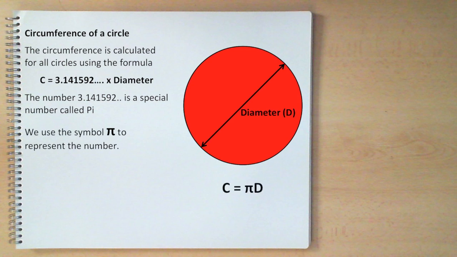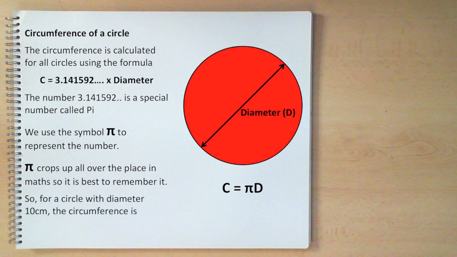That number is a special number that we call pi, and we use a special symbol to represent that number. It's a bit like two straight lines with a line over the top of it. You'll get used to that. That symbol crops up all over the place in mathematics, so do try and remember it. So we can write that the circumference is equal to pi times the diameter, or c equals pi d. You're going to use that equation a lot over the time you're doing maths, so do try and remember it.